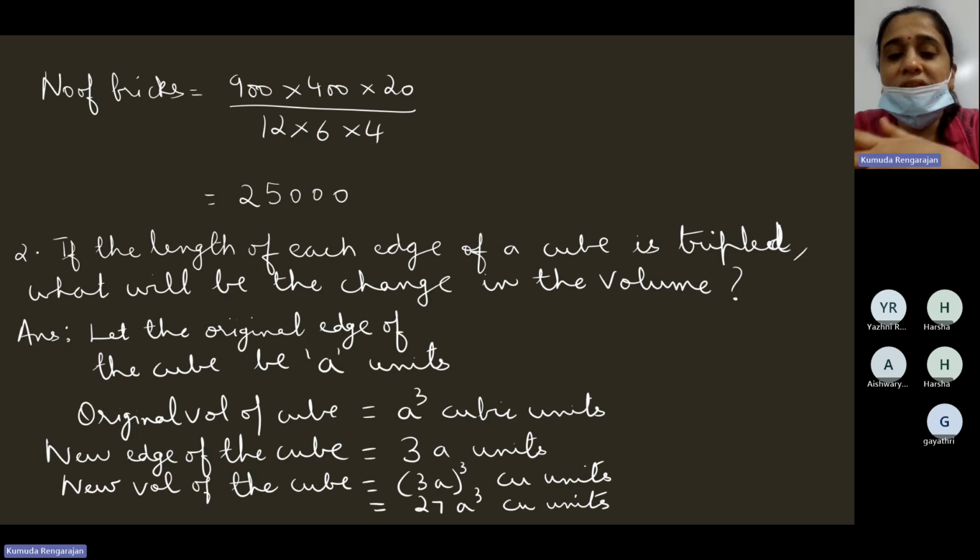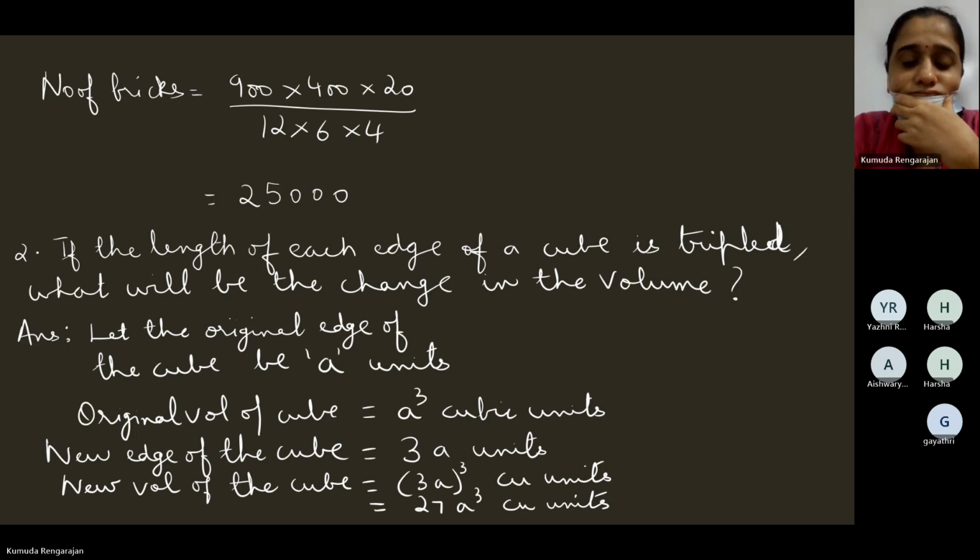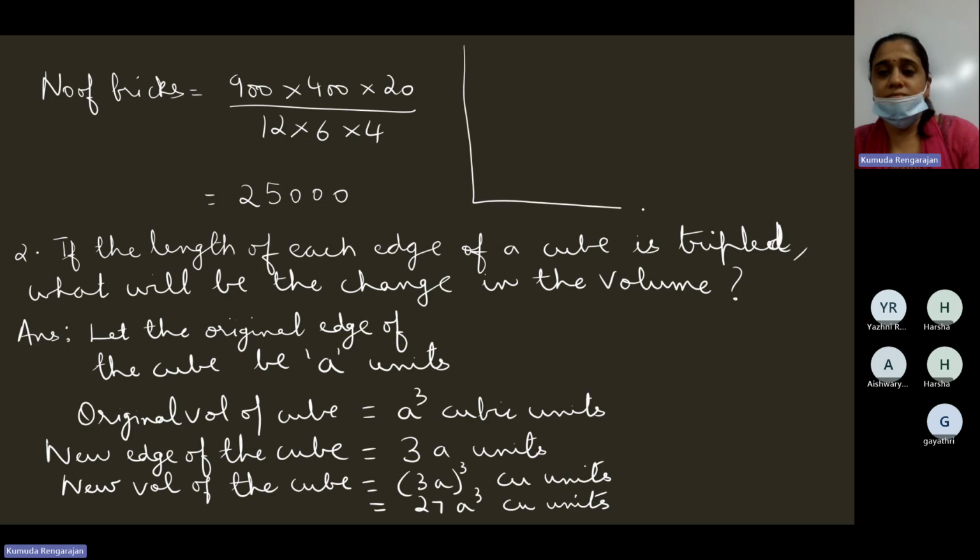The question is, what will be the change in the volume? The volume becomes 27 times. The volume of the new cube is 27 times the volume of the original cube. I'll just write it here.